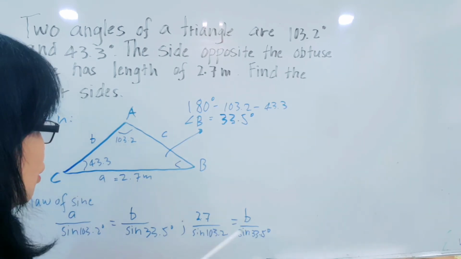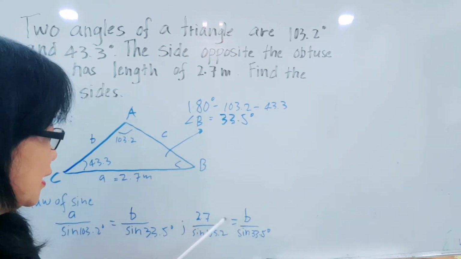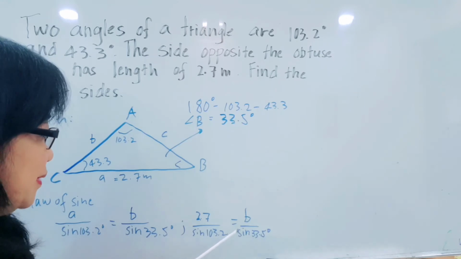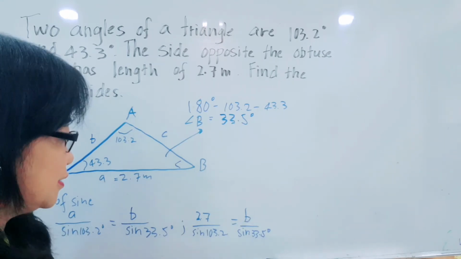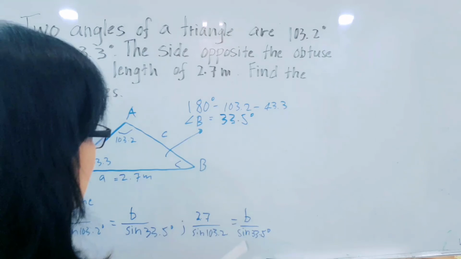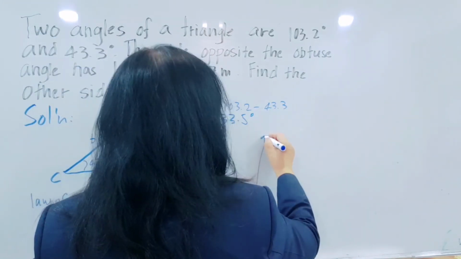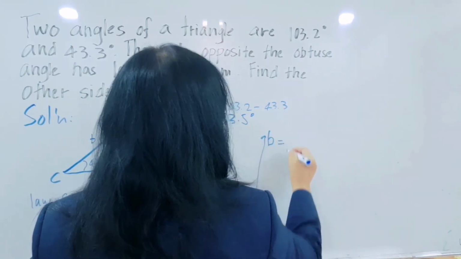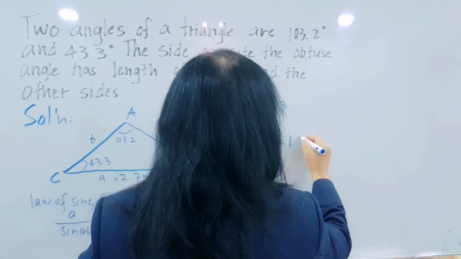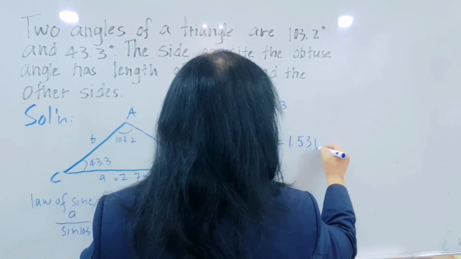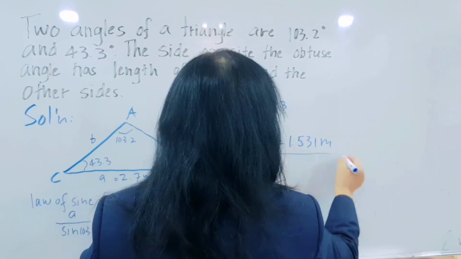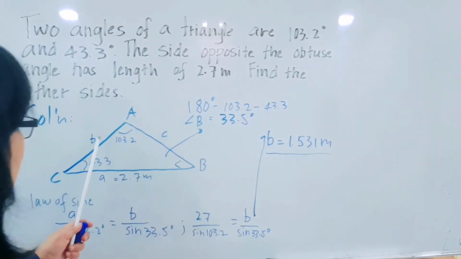Now, here, we have only one unknown, the B. So, cross-multiplying this one, B therefore is equal to 1.531 meters. So, we find B now.